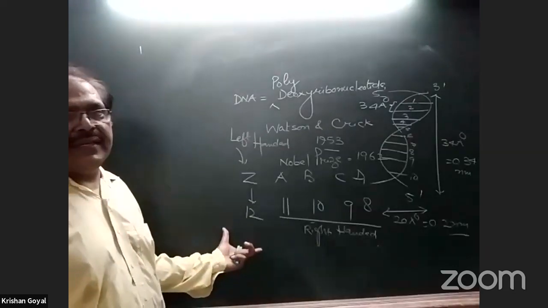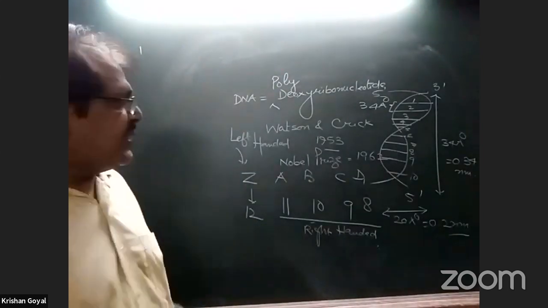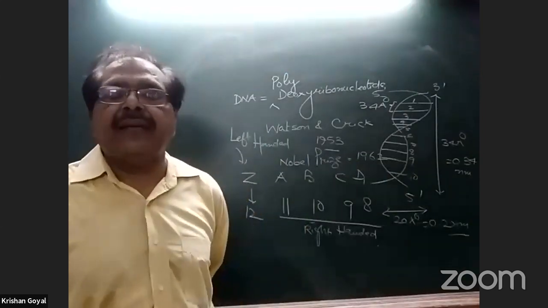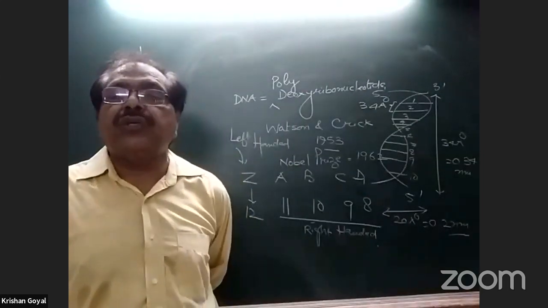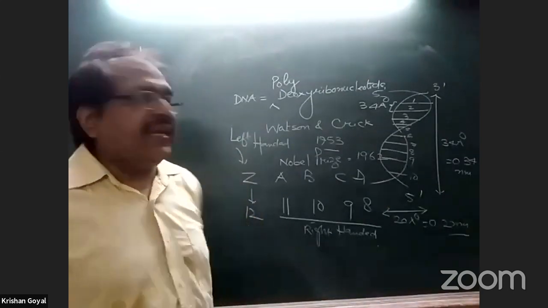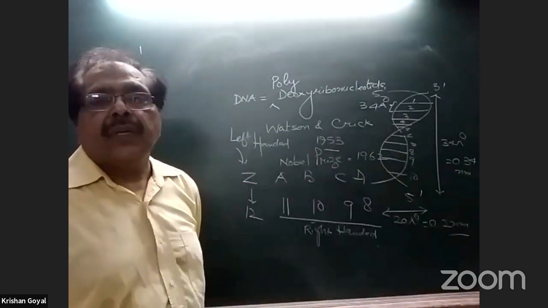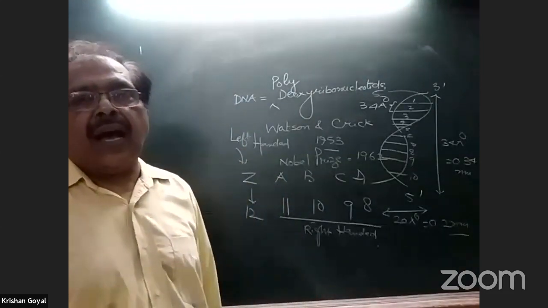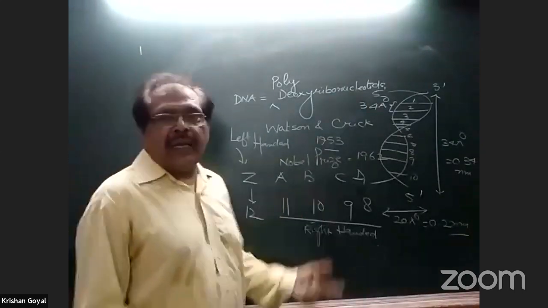This is all about the DNA. Therefore, the difference between DNA and RNA is that DNA contains thymine, RNA contains uracil. DNA is made up of poly-deoxyribonucleotide units, and RNA is a ribonucleotide. And next, DNA contains deoxyribose sugar, and RNA contains ribose sugar. So this is all about this chapter.